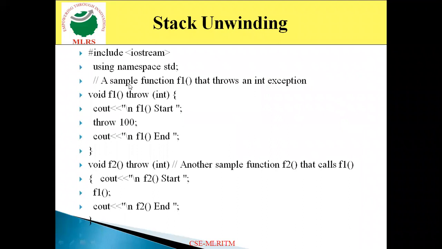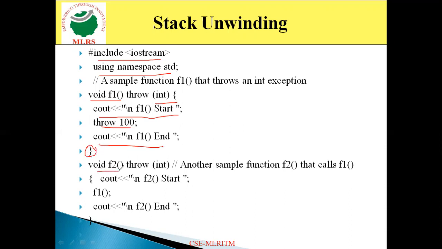Now look at this. We'll discuss the stack unwinding implementation through a program. Here we first specify the header file, then using namespace std. Now I'm defining a function f1 which throws an integer value if any exception occurs. The first statement in this function is cout f1 start, which will appear on the output screen. Then throw 100. Then cout f1 end. Thereby the function f1 completes.